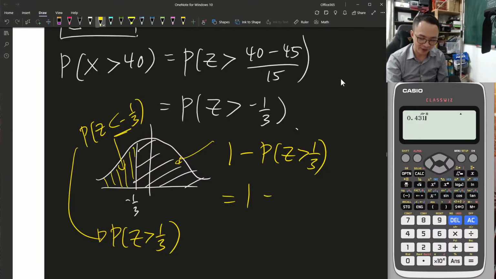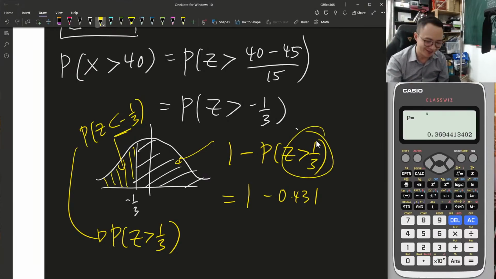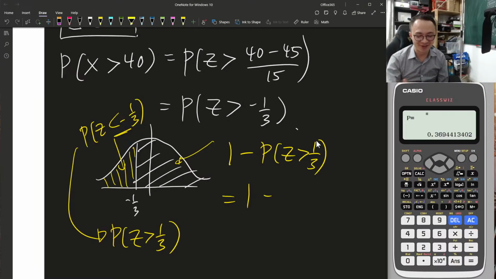Okay, I hope I can write now: minus 0.431. Definitely I will use a calculator to double check also. Enter, normal CD. Lower is 1 over 3. Upper is 10 to the power of 99. Oh my god, something is wrong. This is the exact score. I thought this is the probability. No, it's wrong. Luckily I do use a calculator to check.